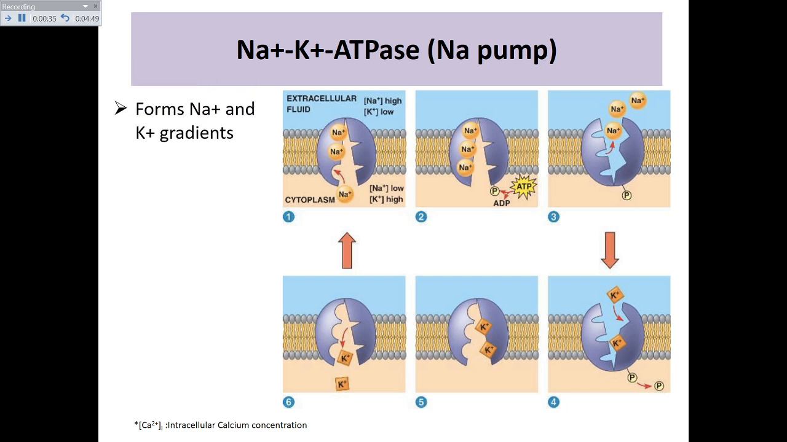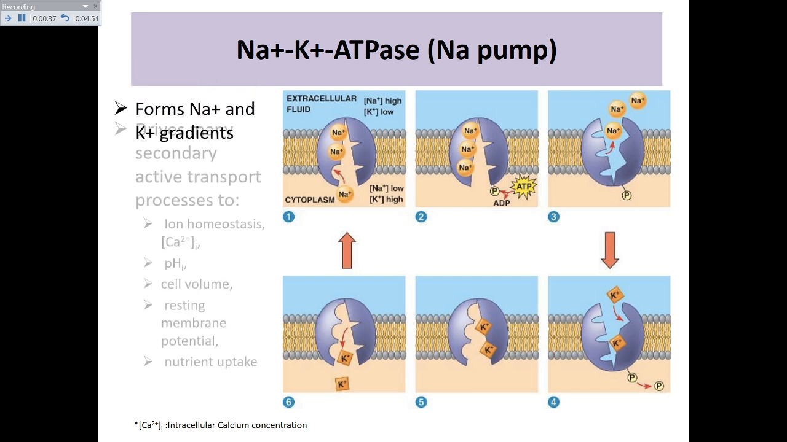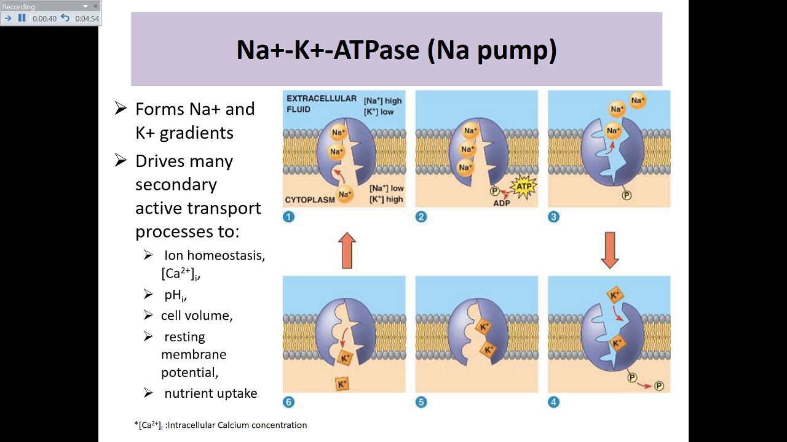And this gradient is important in order to drive many other cellular processes like ion homeostasis, intracellular pH, intracellular calcium, cell volume regulation, resting membrane potential, and so on.